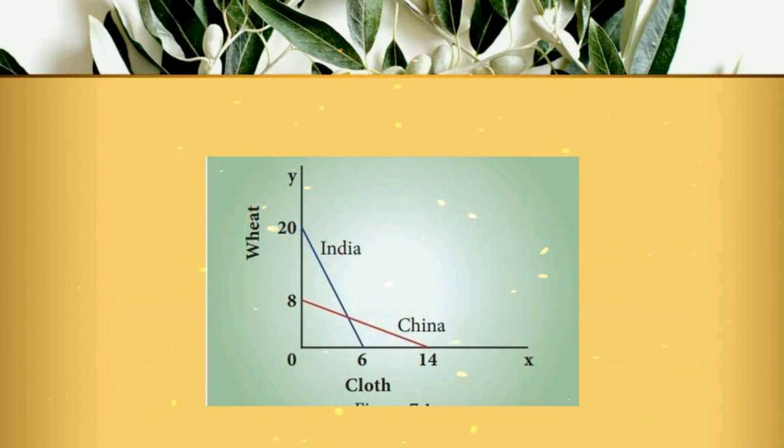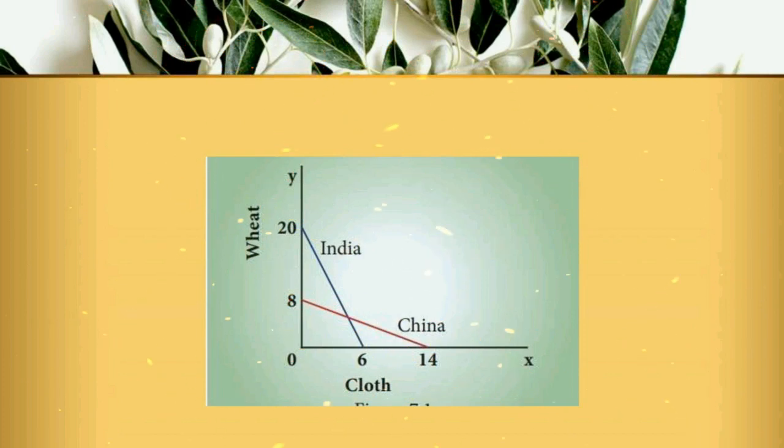India can produce wheat and China can concentrate on production of cloth. So both countries would benefit mutually when one country produces a commodity at an absolute cost advantage over the other country, which in turn produces another commodity at an absolute cost advantage. Therefore, it is very clear that India has an absolute advantage in the production of wheat over China, and China has an absolute advantage in the production of cloth over India.